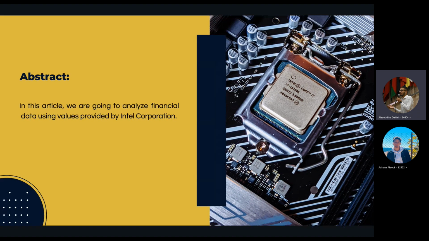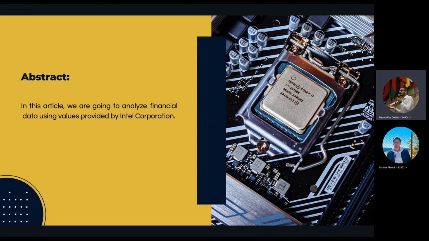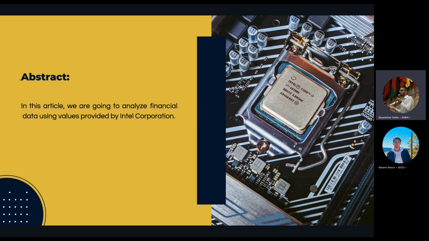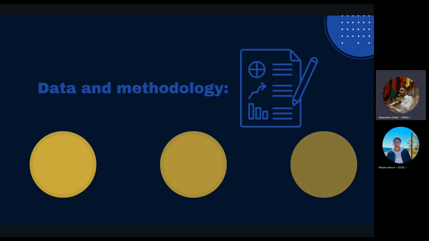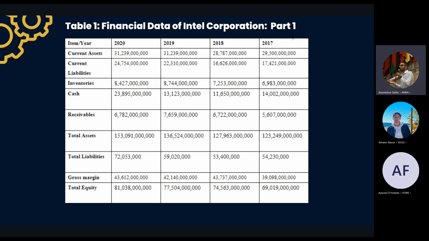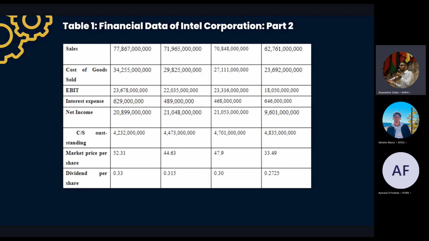For the abstract, we won't give an introduction about the Intel Corporation because not the majority, but all of us know what Intel is about. So we are going to analyze financial data using values provided by the company itself. For the introduction, we will have the data and methodology, and in this data we have the financial data. This is the data we used, and in this slide we used it to calculate all of the ratios and to do the horizontal, the vertical, and the trend analysis.